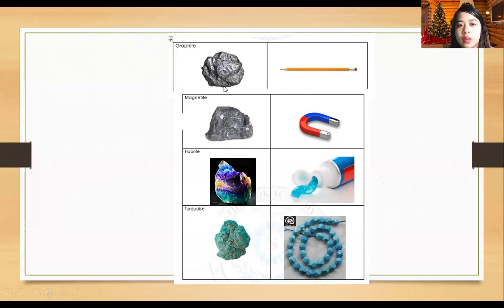So you have here some examples. You have turquoise, graphite. Graphite is commonly used for the pencil. Then you have magnetite, which is used for the magnet. Fluoride for the toothpaste. Turquoise for bracelet stones. It's so amazing, right?